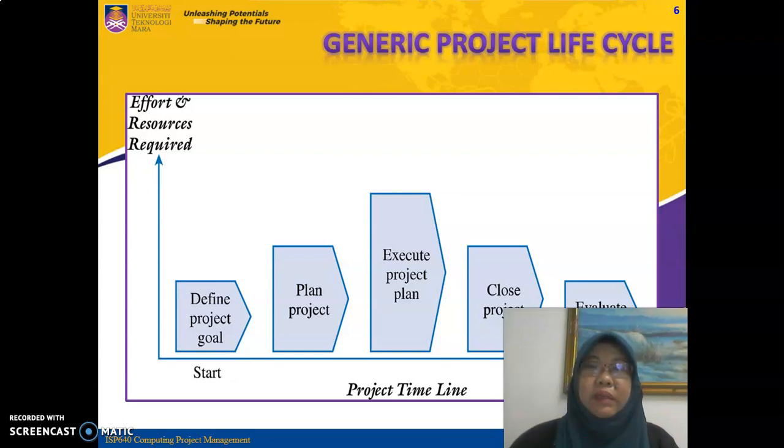Now you can see the diagram of a generic project life cycle. In general, the project life cycle has 5 phases. It starts from define project goal, followed by plan project, and the third phase is execute project plan, then the fourth phase is close project, and the last phase is evaluate project. So these are the generic project life cycle phases.